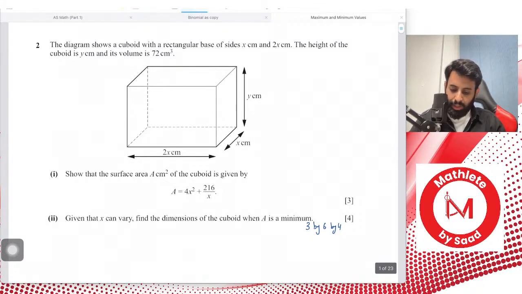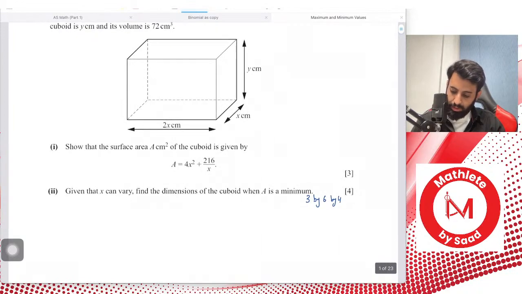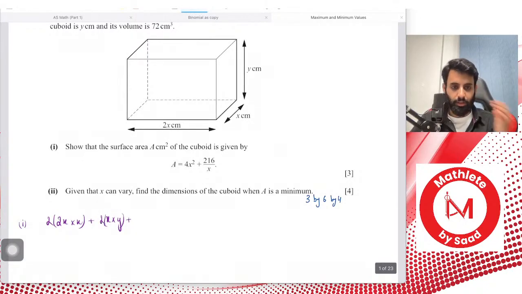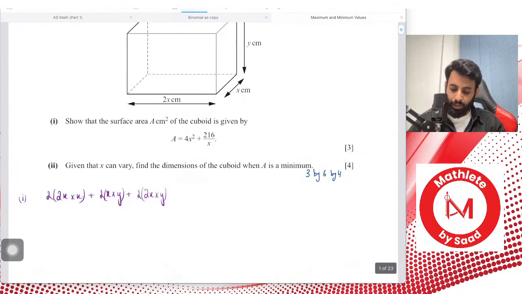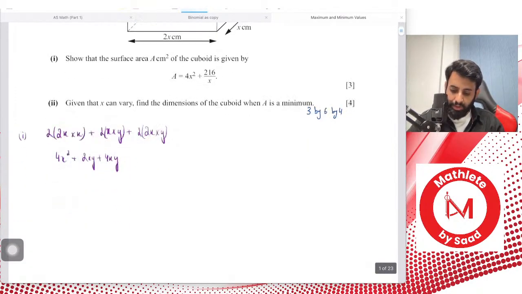Starting from the base and the top, that's going to be 2x times x multiplied by 2, and then the faces on the right and the left, that's x into y times 2, and then the faces on the front and the back, that's 2x into y times 2. Now when you do this, 2x into x is 2x squared, times 2 is 4x squared, and then this becomes 2xy, and then this becomes 4xy.